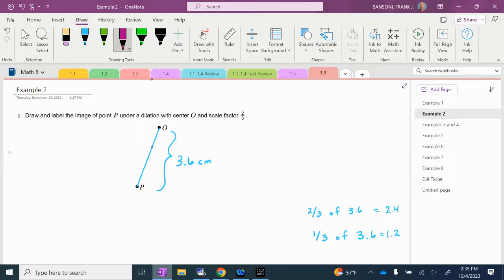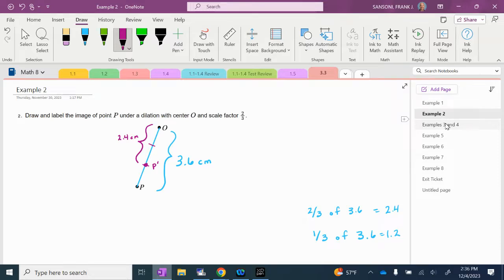We can do the exact same thing. I can divide this into thirds. There's 1/3. There's 2/3. When you put your dot right there, that should be pretty close to 2.4. And we call that what? P prime. So P prime is at 2.4 centimeters away from O. So you can see how enlargements and reductions, we're still doing the same math. We're just now working with numbers that are less than 1. We're working with fractions. Examples 3 and 4.